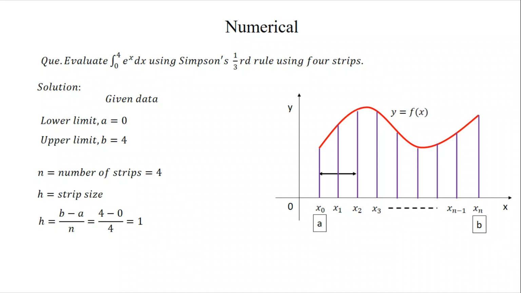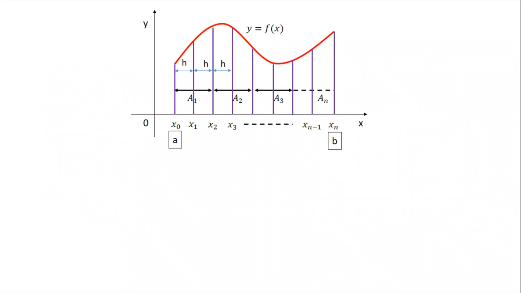After getting this strip size, graphically we'll see here the first 2 strips area means the first area A1, then the next 2 strips is area A2. In this way find the areas A1, A2, A3 and then take the summation of these. The coordinates are x0, x1, x2 up to xn on the x-axis, and the step size is h, an equal step size. Then find x0, x1, x2 up to xn.